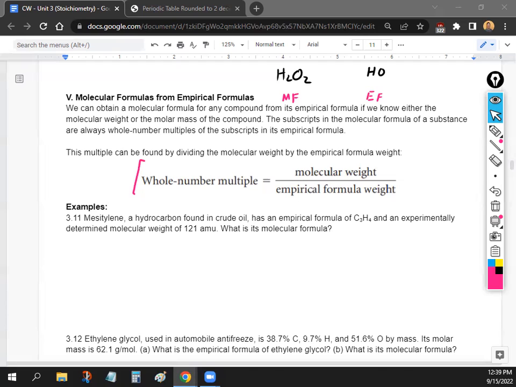Okay, guys, so let me show you how to find the molecular formula using the empirical formula. Pretty simple. First we need to find the molecular weight. So here it tells us about a compound that has the empirical formula C3H4 and the experimentally determined molecular weight of 121 AMU. So this is the weight of the actual compound, the molar mass. So we're going to take the molecular weight, which is 121 AMU, and put it on top of a fraction.